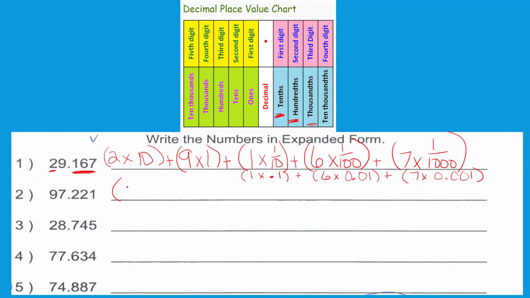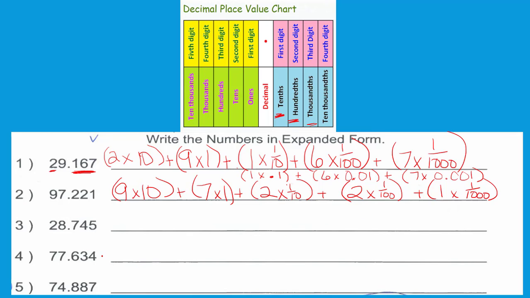Okay, number 2. 9 is in the tens spot. 7 is in the ones spot. The 2 is in the, and I'll just go ahead and keep writing this as fractions. The 2 is in the tenths spot. The 2 is in the hundredths spot. And the 1 is in the thousandths spot.